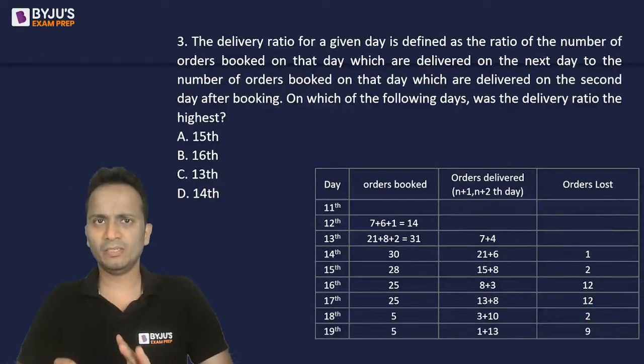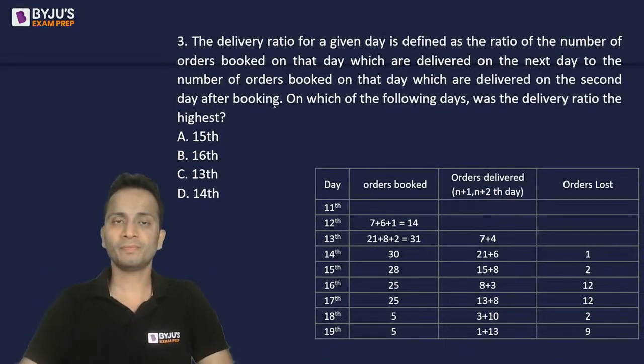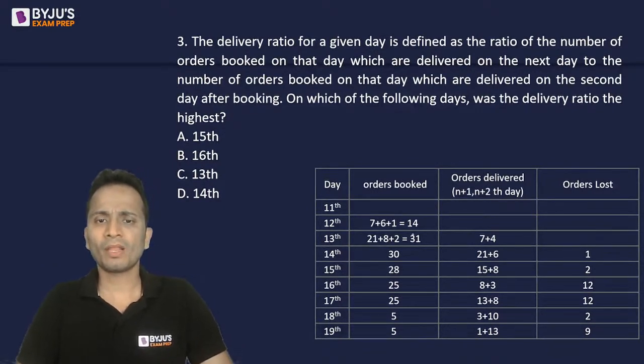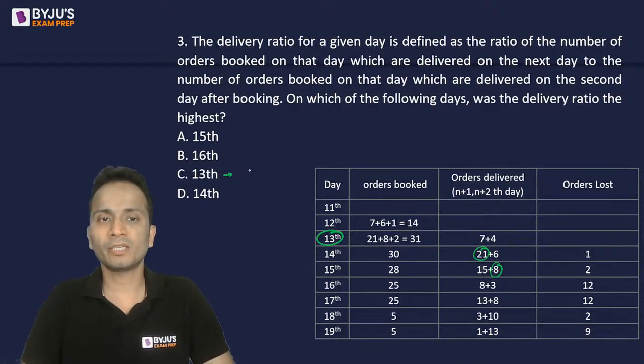Now we have to be careful. The delivery ratio for a given day is defined as the ratio of the number of orders booked on that day which were delivered on the next day, to the number of orders booked on that day which were delivered on the second day of booking. So for instance, for the 13th of this month, what will be the delivery ratio? Some orders are delivered the next day, some orders are delivered the second day. So for the 13th, the delivery ratio is 21 is to 8.